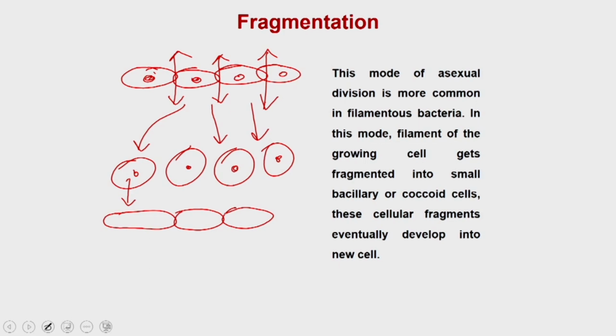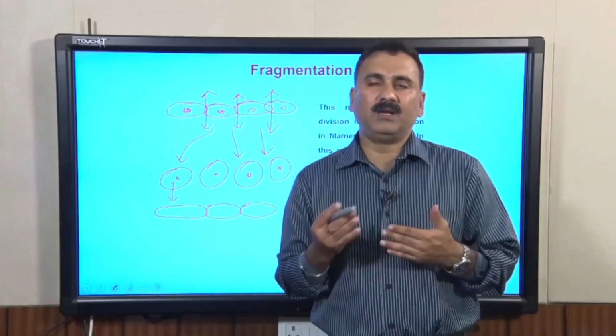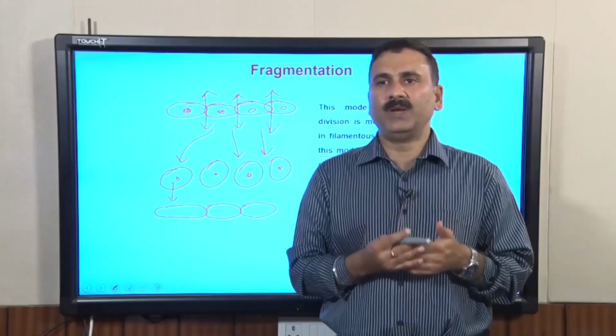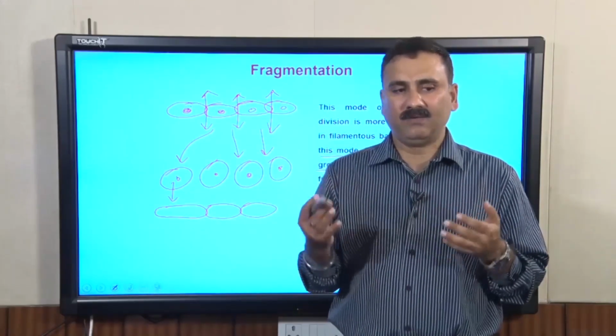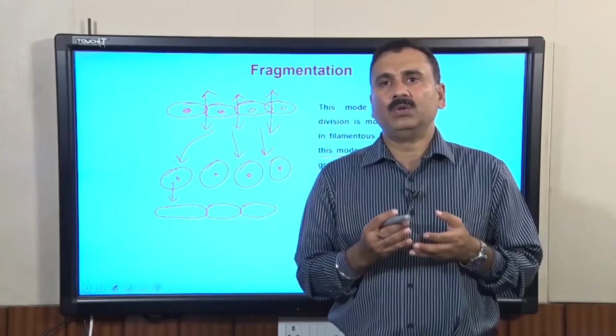As given in this mode of bacterial replication, the filament of the growing cell gets fragmented into small bacillary or coccoid cells. These cellular fragments eventually develop into the new cell. So, these are a few selected modes through which the bacterial cell can divide and replicate in a given media.